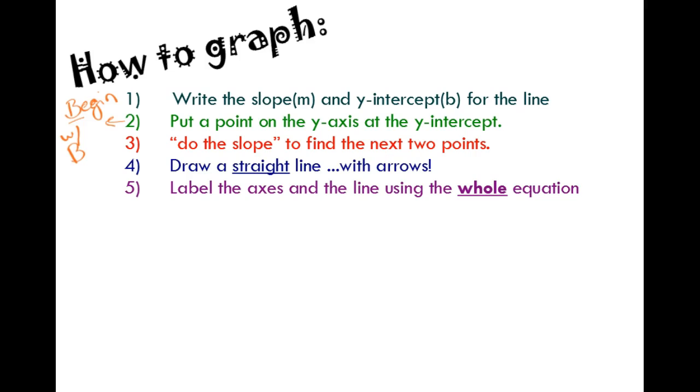And then 5, you need to label axes. Make sure you label x and y axes, and the line using the equation of that line. You have to get used to that. Oh, and I forgot, I skipped the with arrows part on number 4. If you don't draw arrows, it's not a line. It's a line segment. If you draw one arrow, it's a ray, not a line. So make sure you indicate with arrows that there is in fact a line that goes forever.